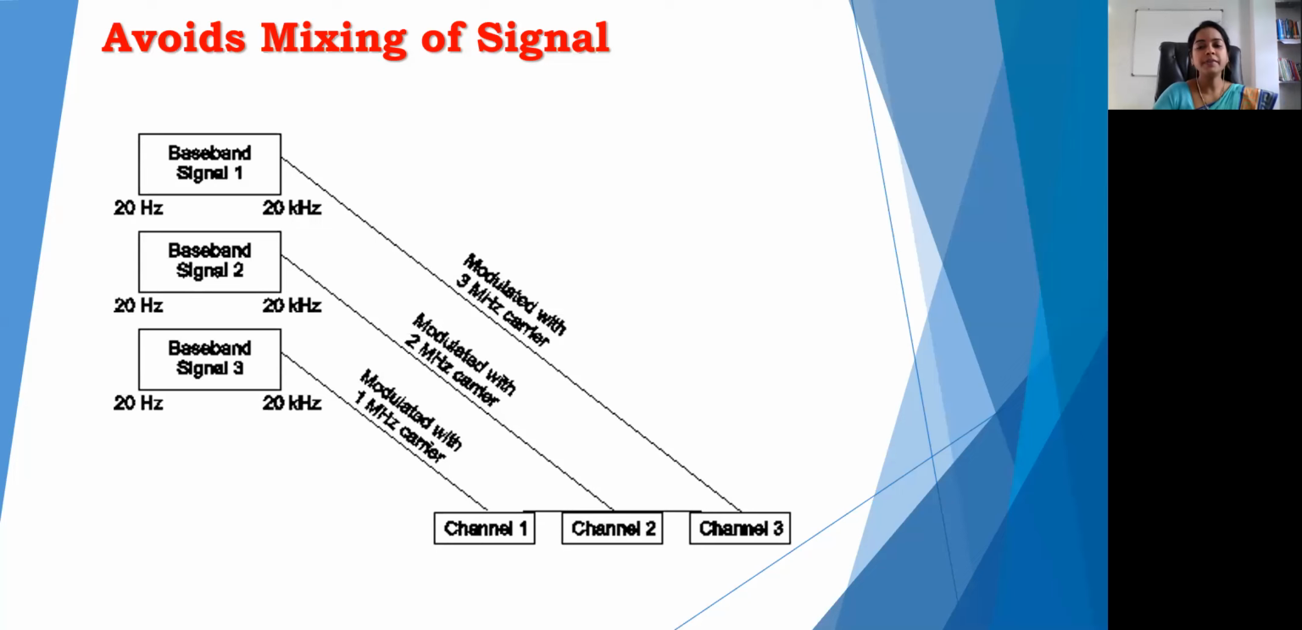Okay, so whenever we use modulation techniques, we will have some bifurcations of signals. First, we will use one signal for the modulating carrier as say 20 kilohertz. Then we will have signal 2 as 22 kilohertz. Then we have a third signal as 23 kilohertz. So this is how we will have the bands of frequency. So what will happen, this will avoid the mixing of signal with one another.